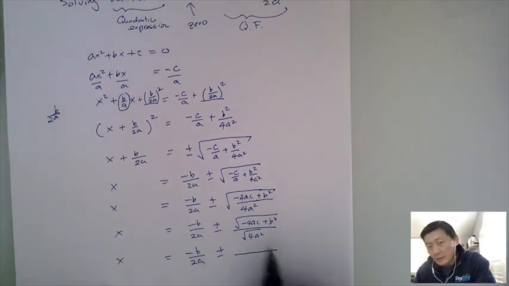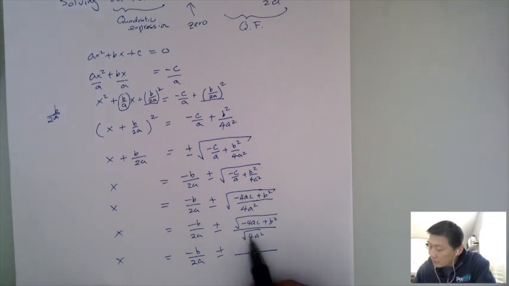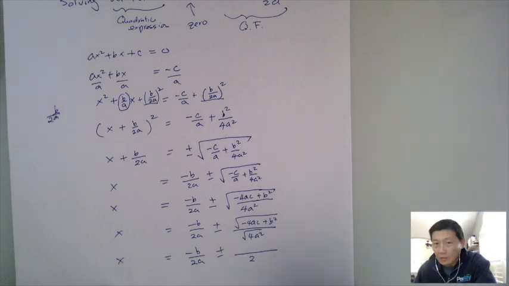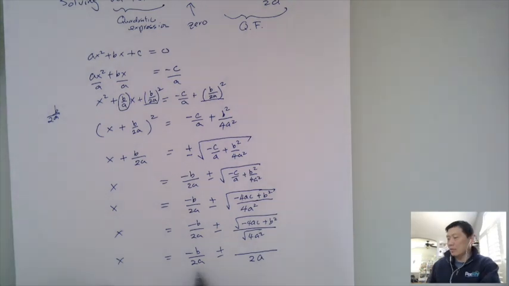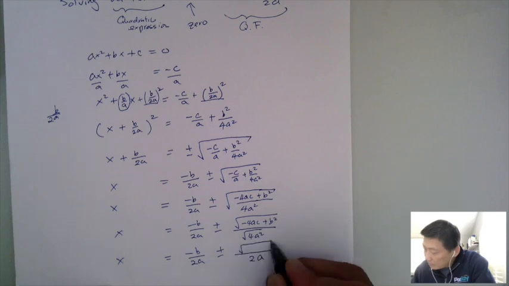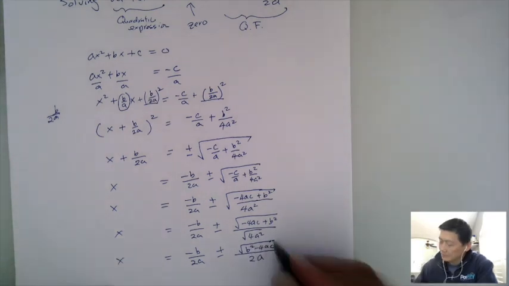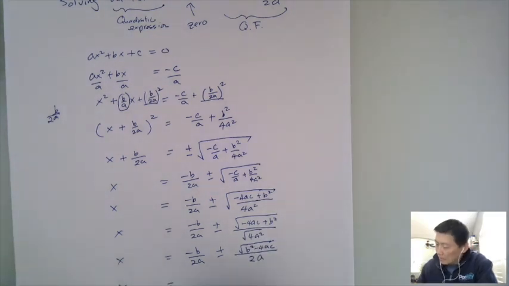Wait a minute. On the bottom, if it's a square root of 4a squared, right? Square root of 4 is 2. Bring that out of the radical. Square root of a squared is a. Whoa, look at this. They end up with a common denominator of 2a. The top, I just rearrange this. Instead of minus 4ac plus b squared, I just write this as b squared minus 4ac. Alright, write that into a single term: negative b, plus minus square root of b squared minus 4ac, all over 2a.